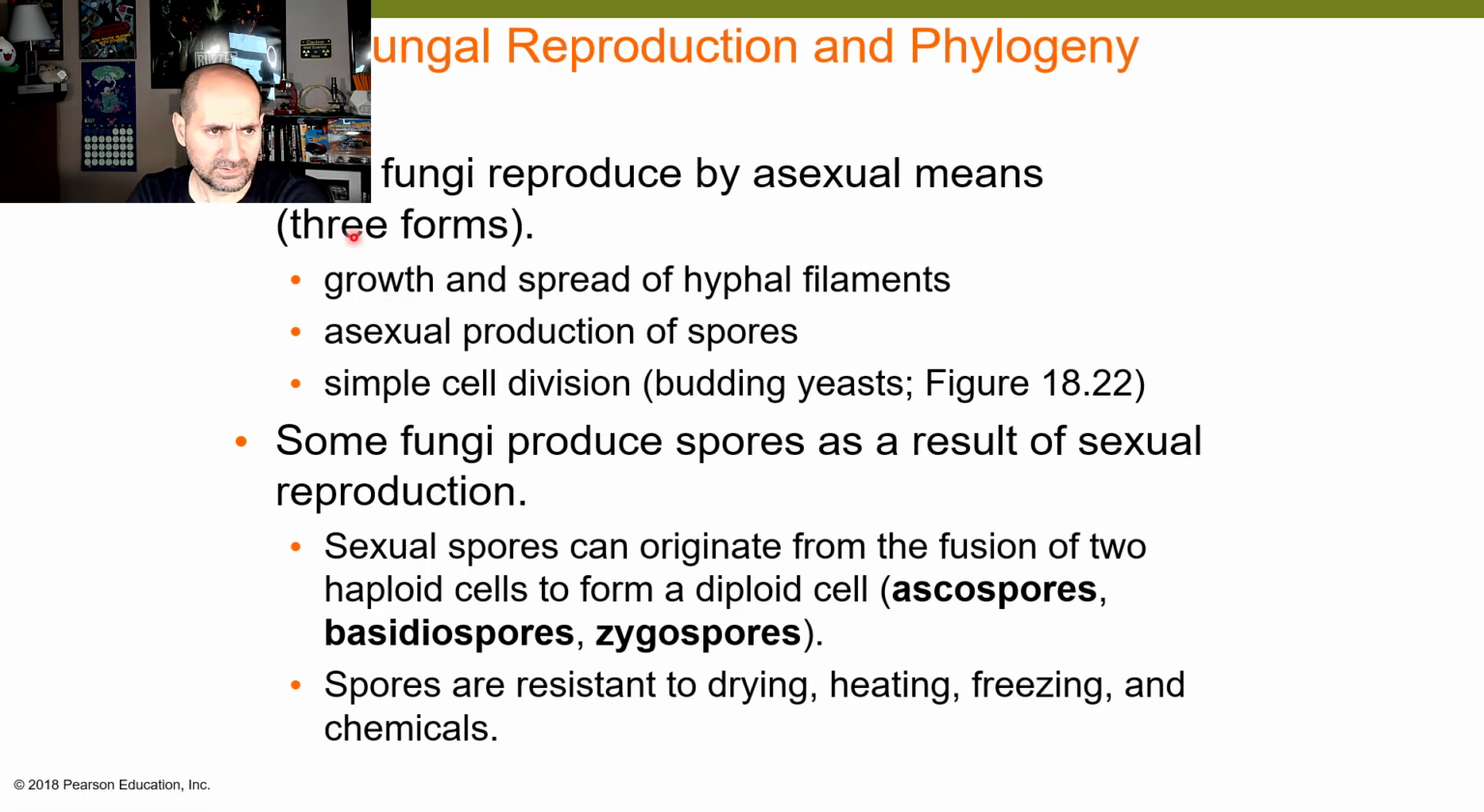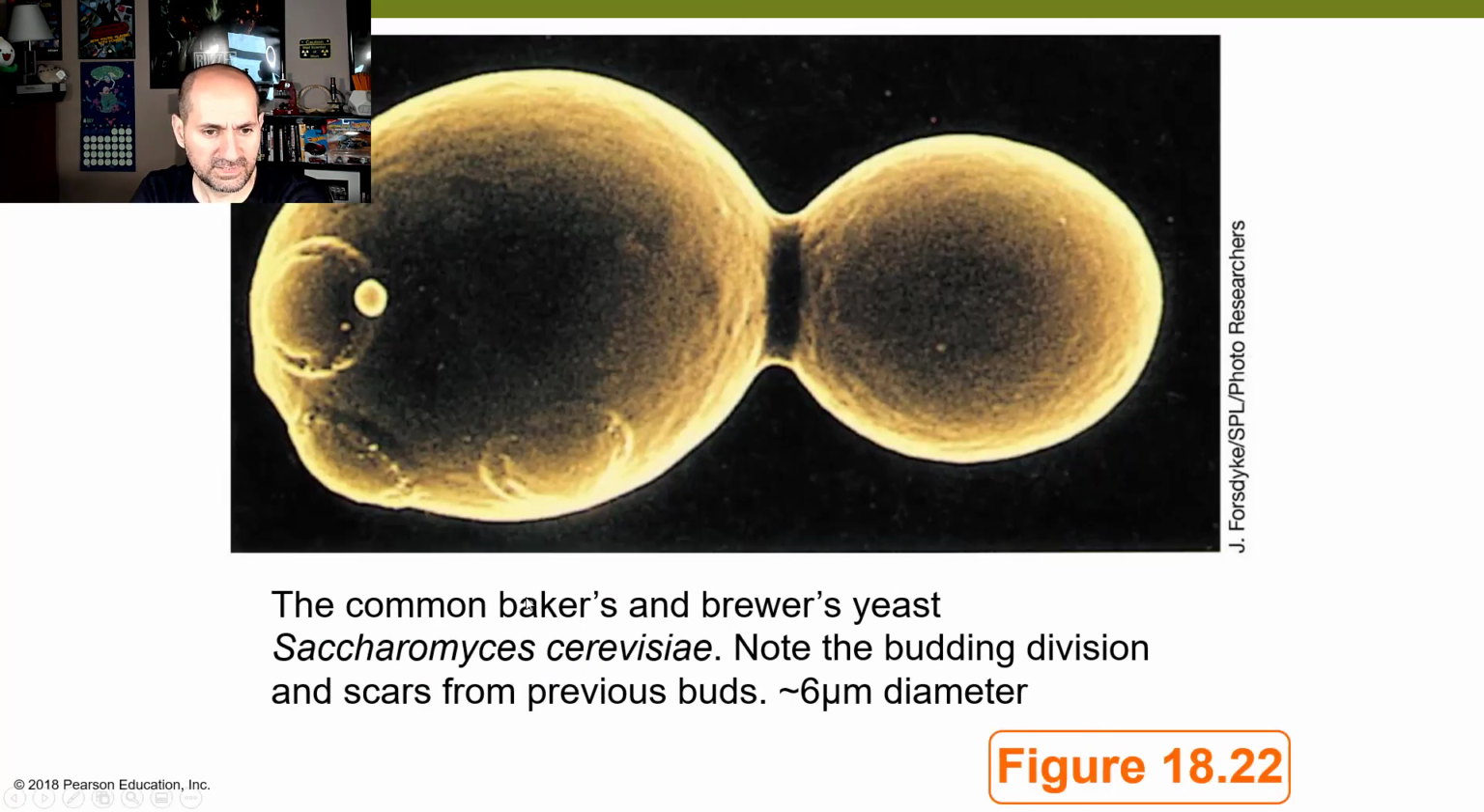How do fungi reproduce? They can grow and spread with the filaments. They can grow with their hyphal filaments. They can then undergo asexual production of spores with the conidiospores. And then they can also bud. These are three asexual means by which they can divide. But then they can also form sexual spores as well, like the zygospore, which we learned about in lab, ascospores, basidiospores as well. So here you can see baker's yeast, Saccharomyces cerevisiae, undergoing budding.